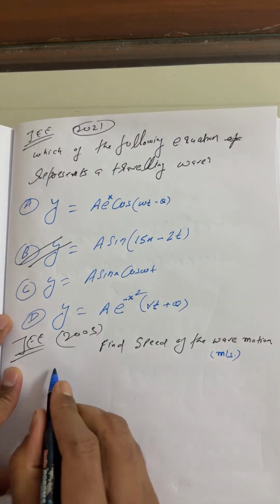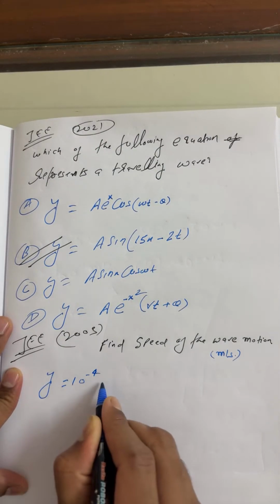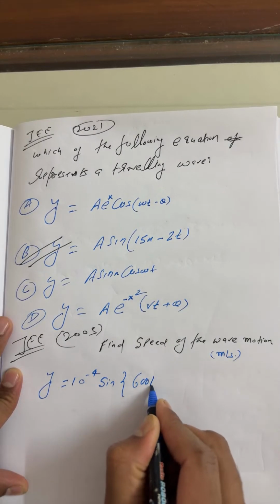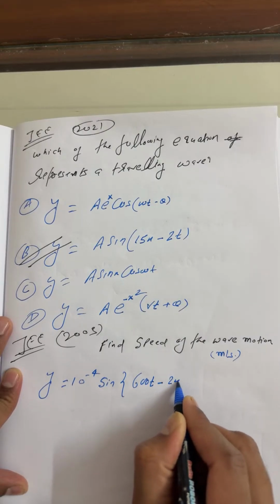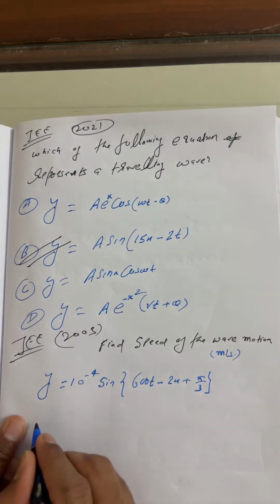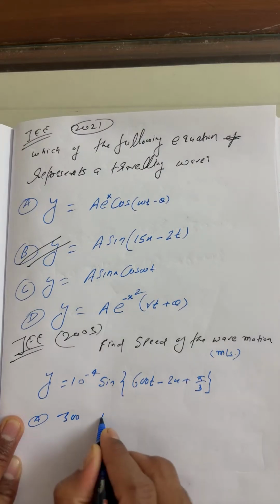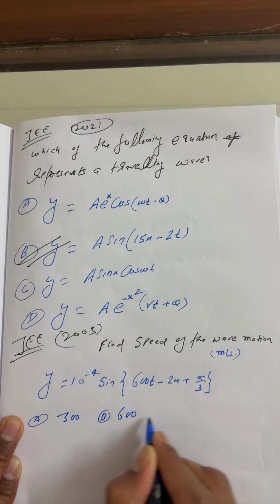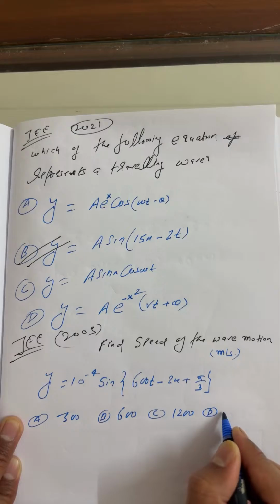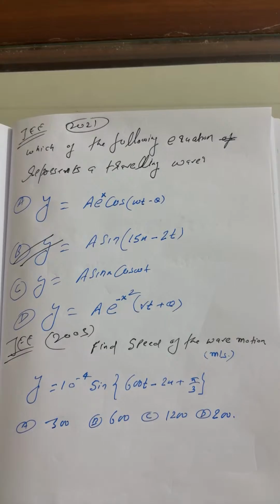Now I'm writing the equation here. This is y is equal to 10 to the power minus 4 sine of 600t minus 2x plus 5 by 3. Now this is the options for this question: 300, 600, 1200, and 200. Anyone from all of you?